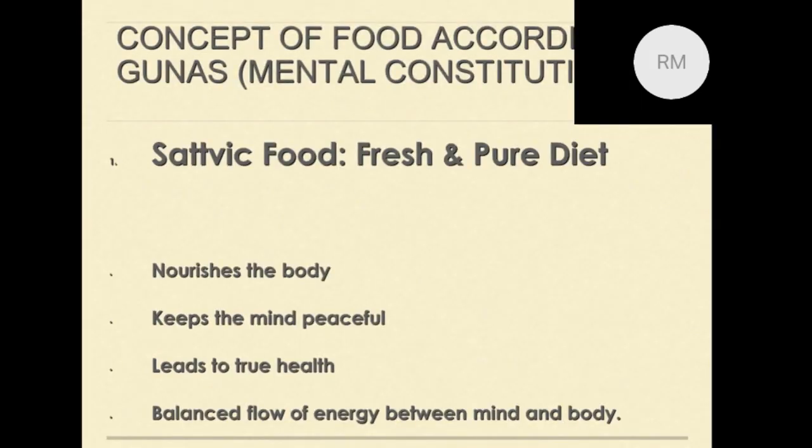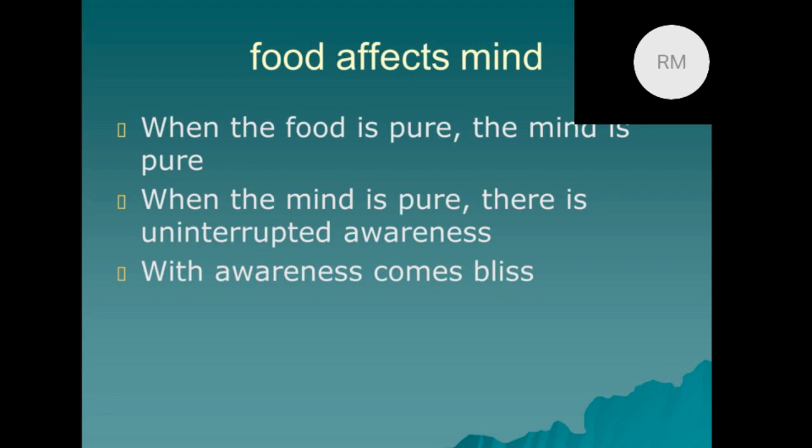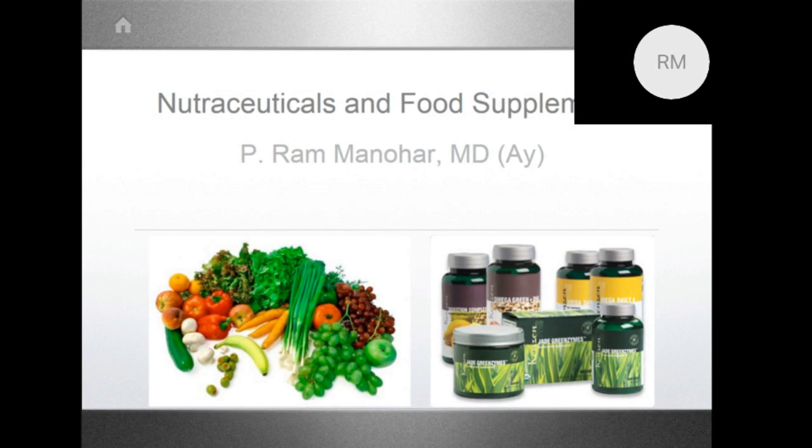So I think at this point we need to go to the new slide. Yes. So this is our topic for the second discussion, how Ayurveda classifies food in different ways. And now we will specifically look at nutraceuticals and food supplements, which are also becoming so popular today. Ayurveda has very strong ideas about nutraceuticals and food supplements, so we will look at some important concepts.